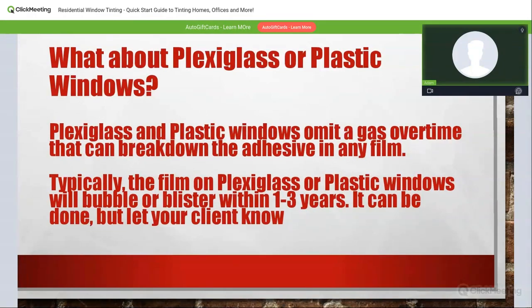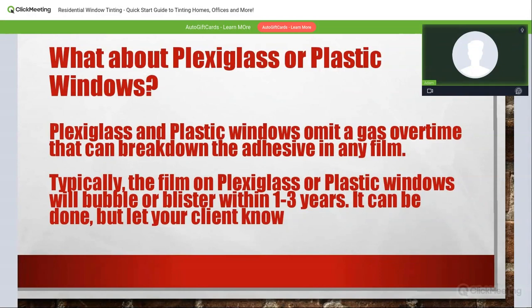So that's when we want to use that proper residential film. One more thing is plexiglass or plastic windows. A lot of houses will have plexiglass. We'll see this a lot on boats as well, but that's for a different conversation. If you have plexiglass windows and you want to tint them, you can, but I wouldn't give your customer more than a 1-year warranty. When I do boats with plexiglass windows, we only give our customer a maximum of a 1-year warranty because they will start to bubble. This goes the same for houses or offices that have plexiglass.